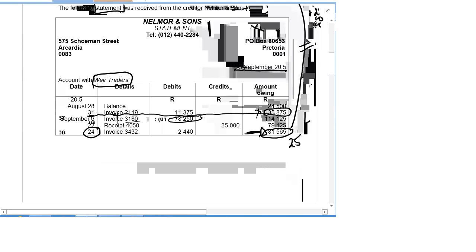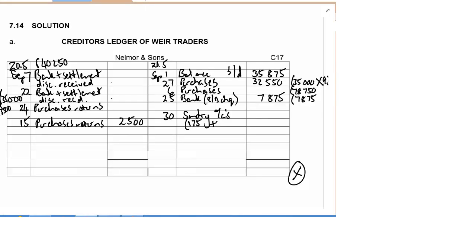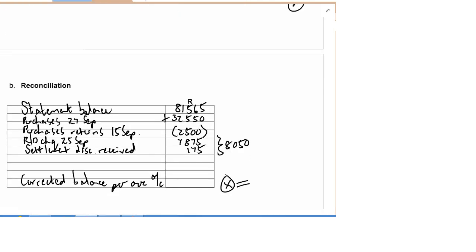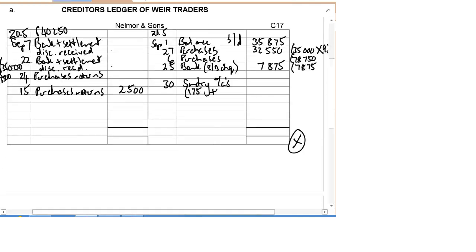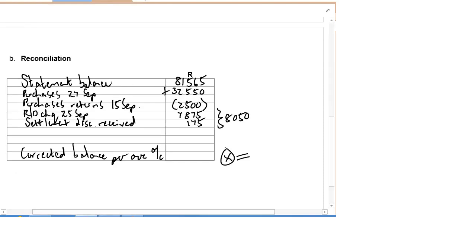They showed 78,250 and they're supposed to show 78,750. So in other words, their statement is under by 500 Rand. So I have to go and put that as a reconciling item. I don't have to do anything in my creditors ledger account. I need to add it here as a reconciling item.